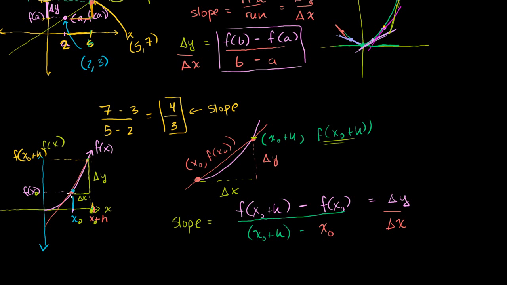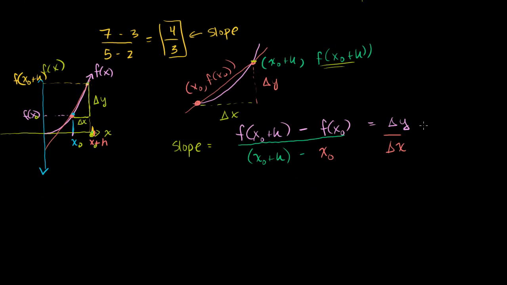We still haven't answered what the slope is right at that point. But maybe this will help us get there. So if we simplify this, let me write it down like this. The slope of the secant line is equal to the value of the function at this point, f of x naught plus h, minus the value of the function here, minus f of x naught.